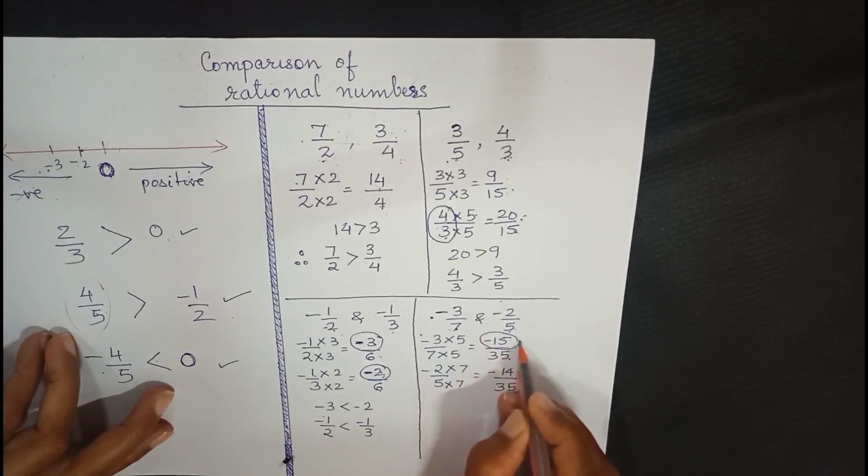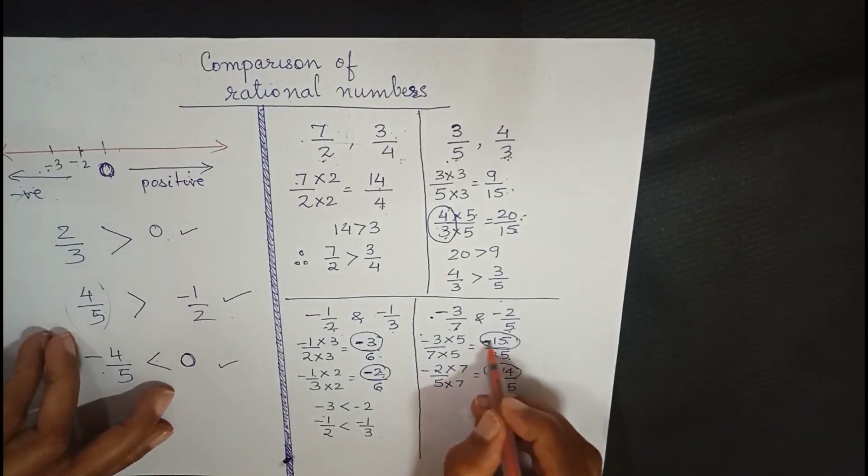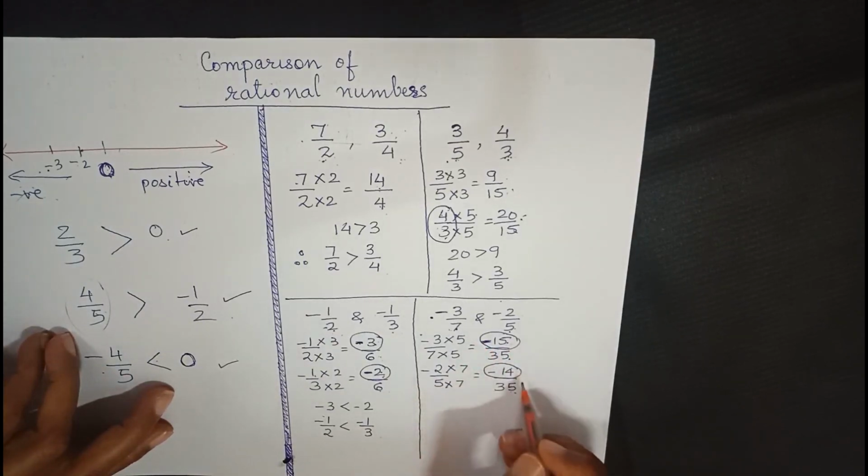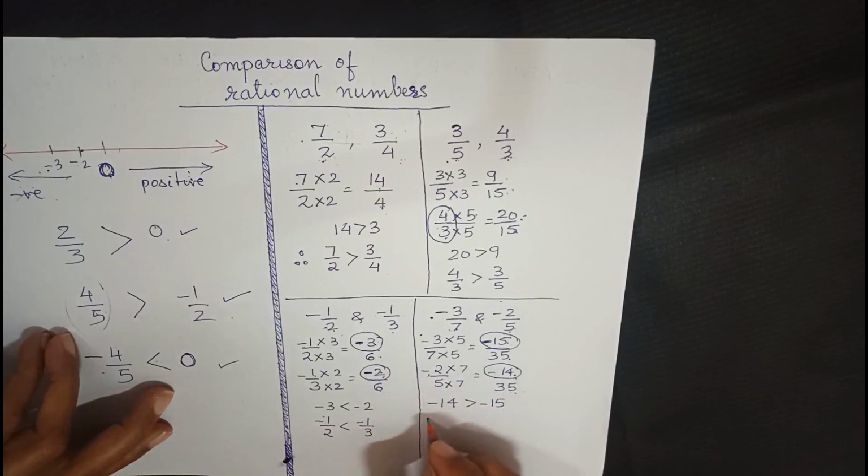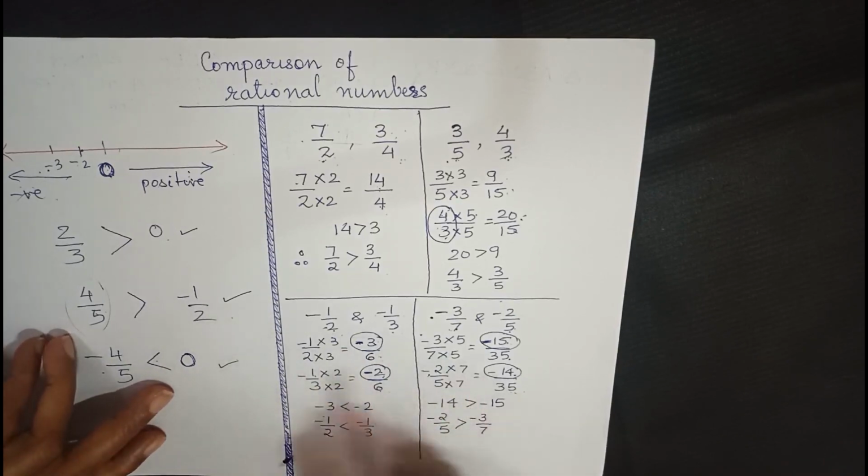Let's compare the numerator. 15 is a bigger number than 14, but because of the minus sign, it becomes smaller. That means minus 14 is greater than minus 15. So from where did we get minus 14? From this ratio. So minus 2 upon 5 will be greater than minus 3 upon 7. So this is how you can compare rational numbers and decide which one is bigger and which one is smaller.